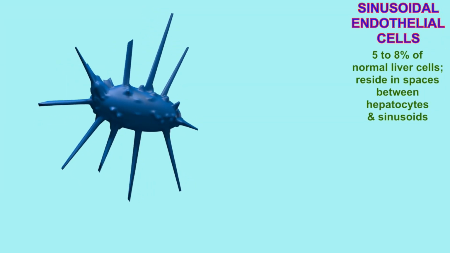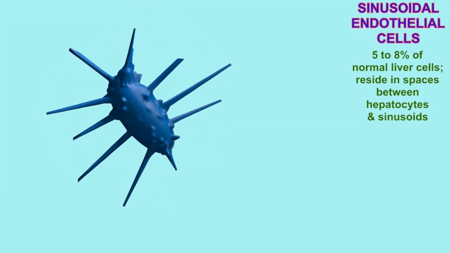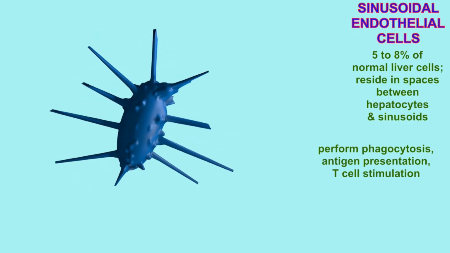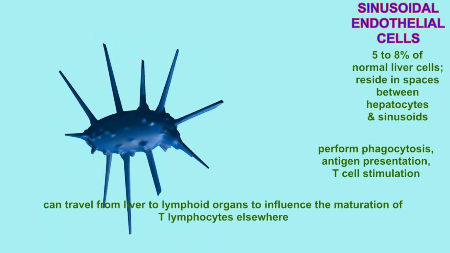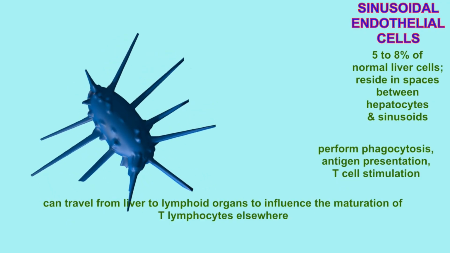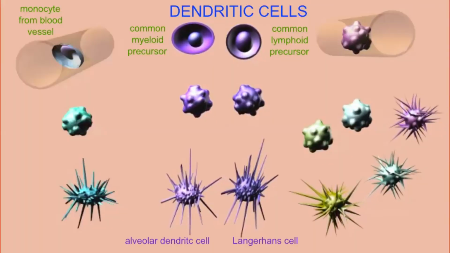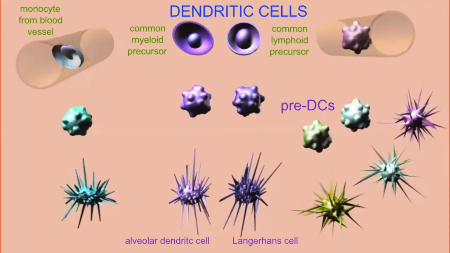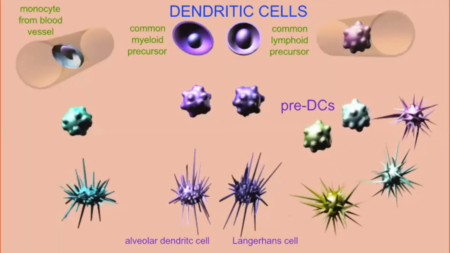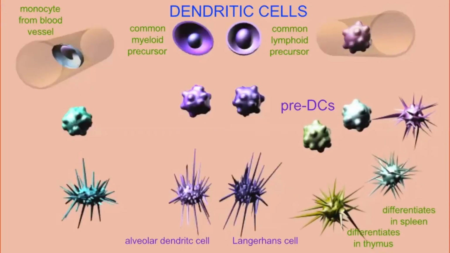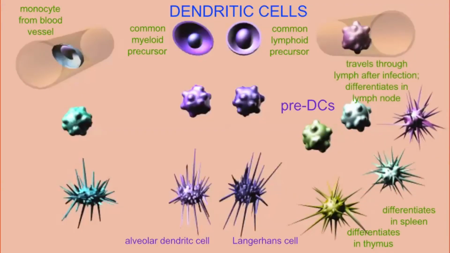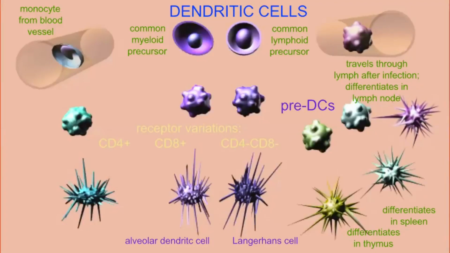Dendritic cells are not only the most specialized antigen-presenting cells, they are present in the unique microenvironment of the liver, and at least in mice, in higher concentrations than one can find typically in other organs. In the human liver, they perform phagocytosis, antigen presentation, and T cell stimulation, and they can travel from the liver to other lymphoid organs where they can influence the maturation of T lymphocytes elsewhere. This is an ability that only the dendritic cells possess.